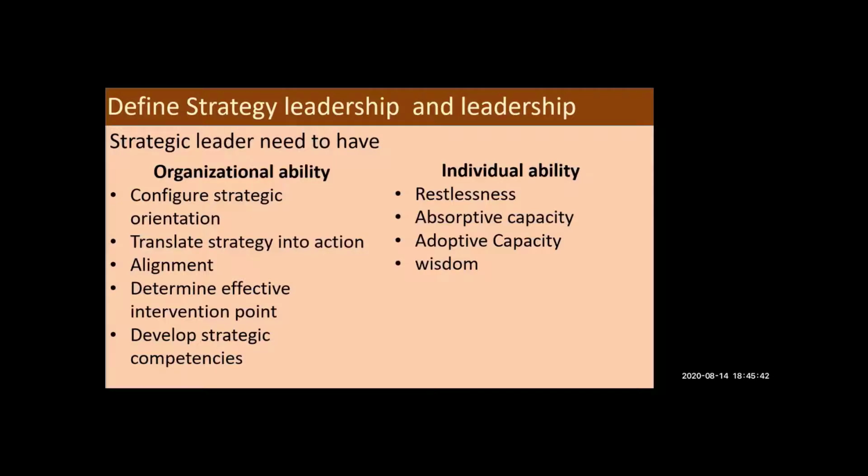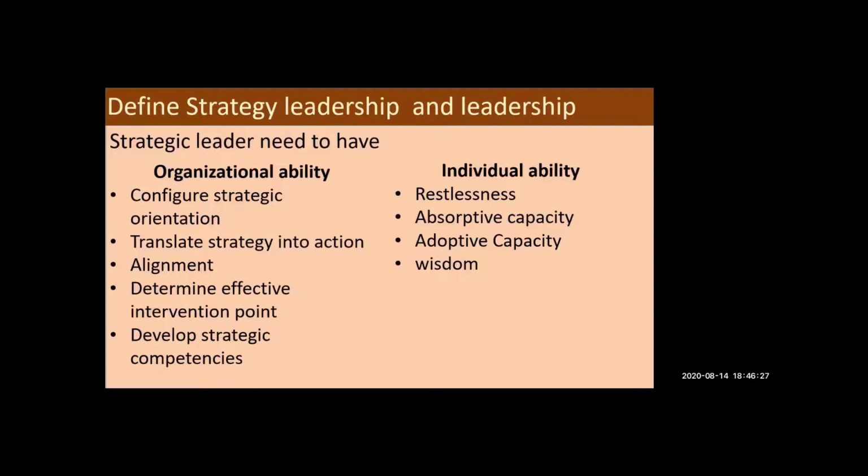Alignment. We may have an organization and the human resource. These two resources need to be combined in order to achieve some results. So alignment ability is required. Determine effective intervention points. We have to know where and when we have to make a change and make a move. Develop strategic competence. We have to be strategically competent enough to achieve those visions or strategies or the end we need.